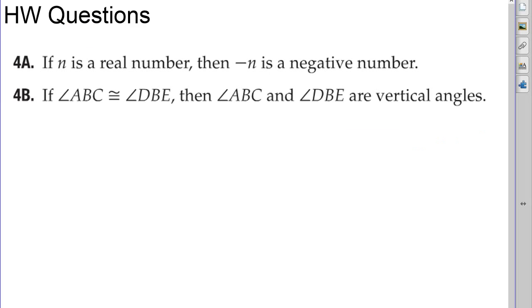Okay. So for homework for tomorrow, just 4a and 4b, just a couple of quick questions. On the bottom of your notes or on the back there: if n is a real number, then n is a negative number. Find a counterexample to this. Same thing for B: if angle ABC and angle DBE are congruent, then they must be vertical angles. One of our properties from last chapter is that vertical angles are all congruent. In this case, is this true?